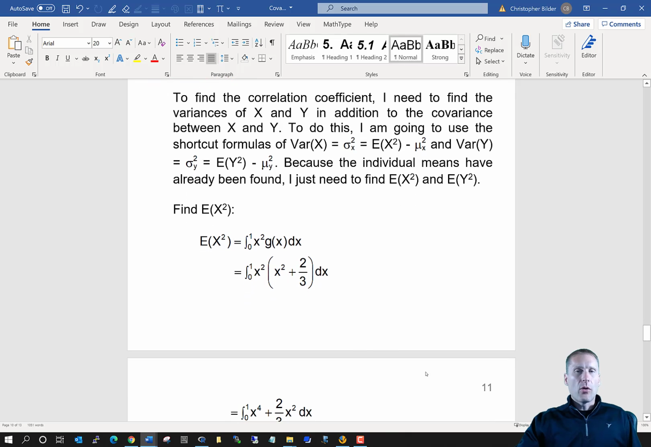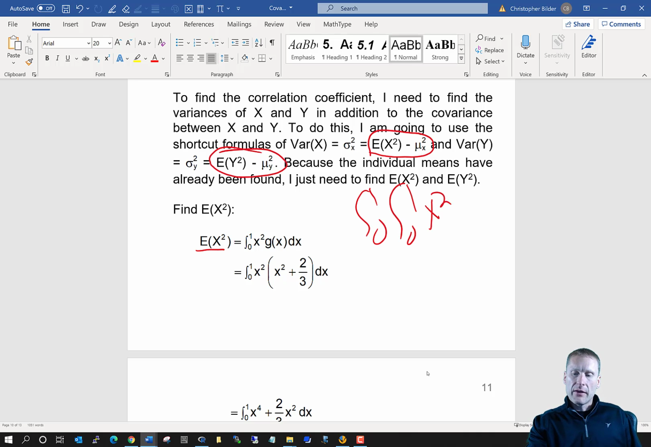Okay, now to find the correlation coefficient, I need to find the variance of x and also the variance of y. And again, often the easiest way to do that is to use these little shortcut formulas for the two variances. So I need to find the expected value of x squared. I can find that with respect to my joint PDF, like this.